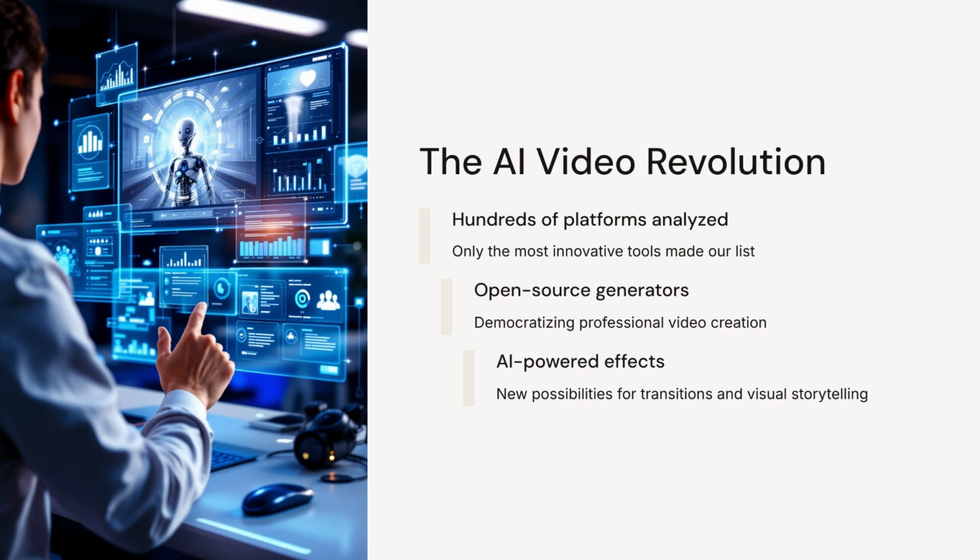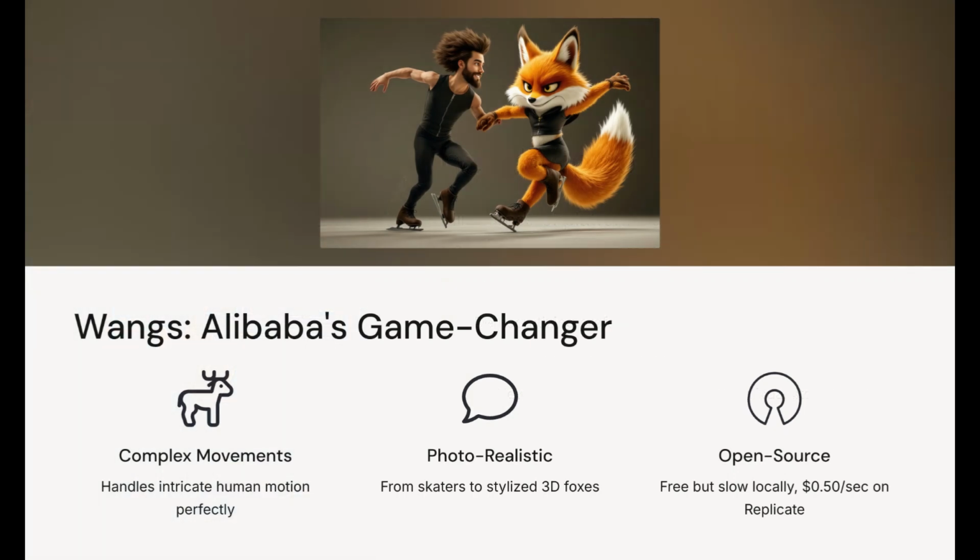Let's dive in. First up is Wangs, an open-source AI video model from Alibaba that's topping AI video generation benchmarks. It can handle complex human movements, dynamic scenes, and stylized animations, from photorealistic skaters to anthropomorphic cats and 3D foxes.